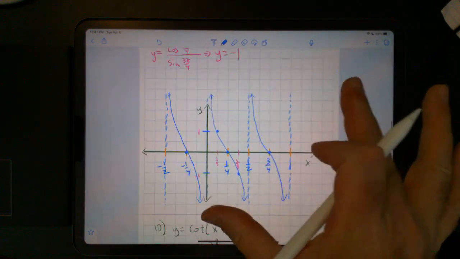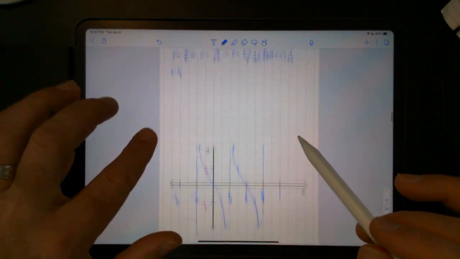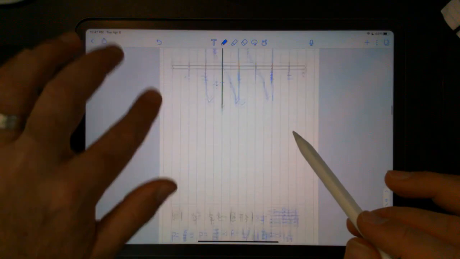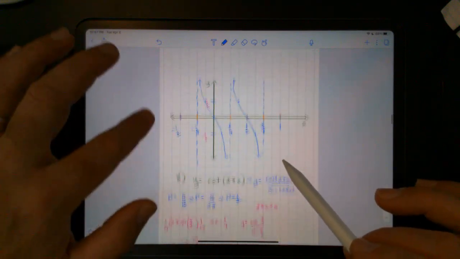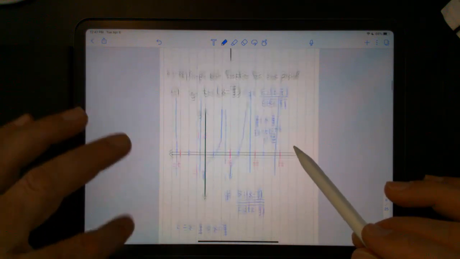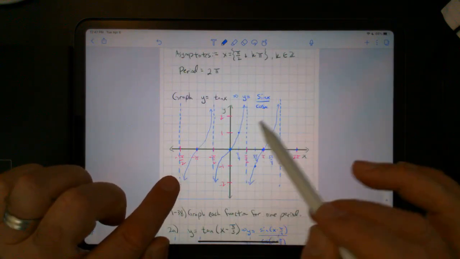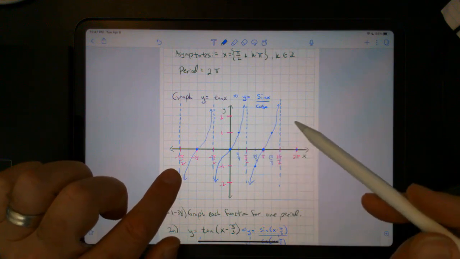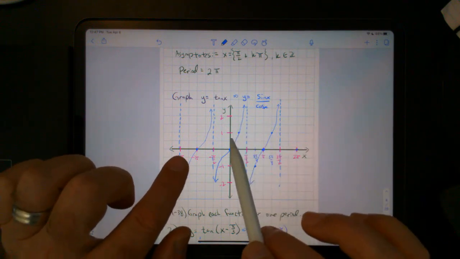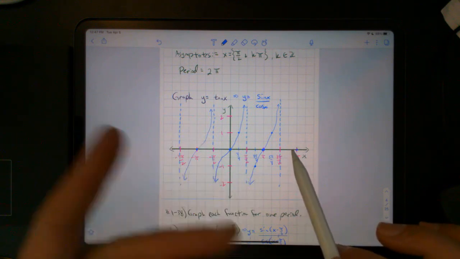Notice the difference between cotangent and tangent. The difference between your basic tangent and your cotangent is that it is shifted and it's reflected.